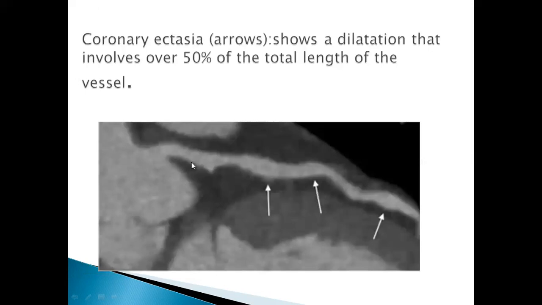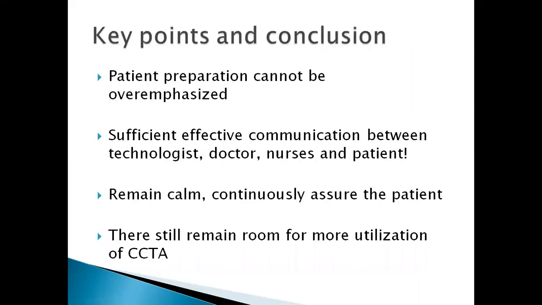This image will show dilatation in the coronary artery. So if you look at the size here, here, here, here, and here, you see that it's different. There's a lot of dilatation in multiple areas, which involves about 50% of the total length of the vessel. So what are the key points in our take home?